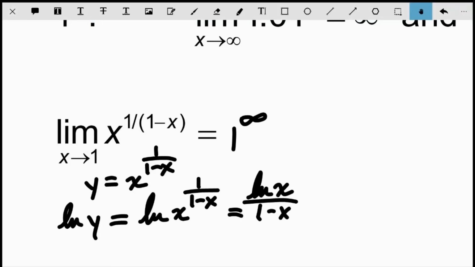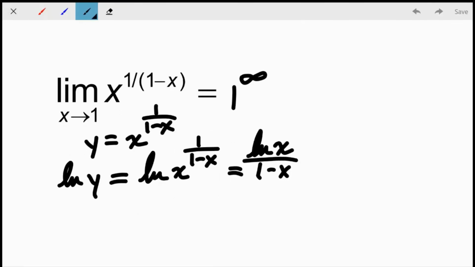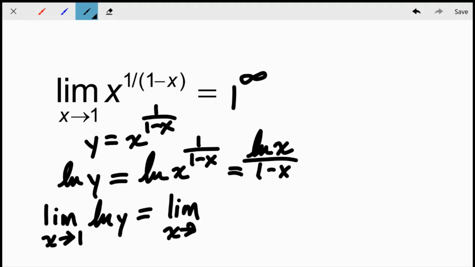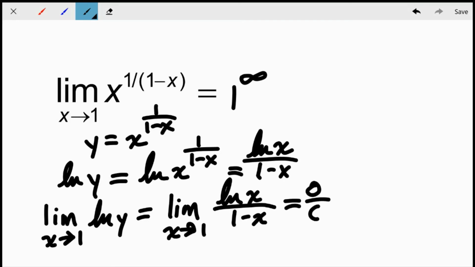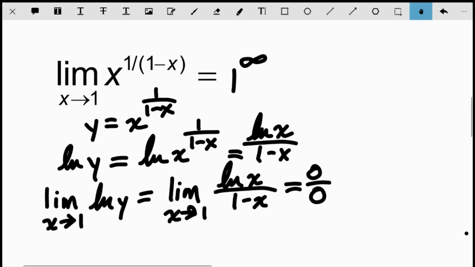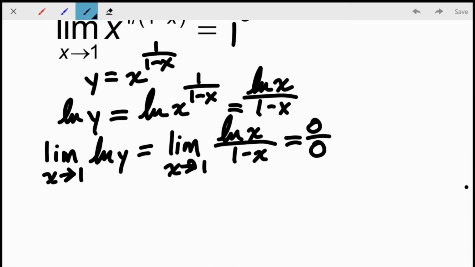Now, with that being the case, remember, we were taking the limit of the function. Well, now that we've taken the log of the function, I can still take the limit of the function. I just have to remember at the end that this is the limit of the log of the function. So the limit as x approaches 1 of natural log of y would be equal to the limit as x approaches 1 of natural log of x over 1 minus x. And if I plug 1 into that, I'm going to get 0 over 0. So I've made the form that I wanted to show up.